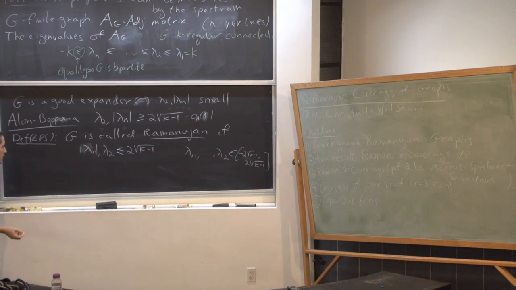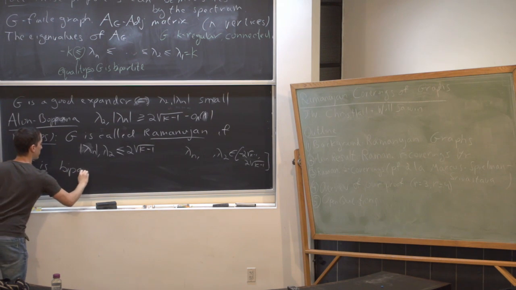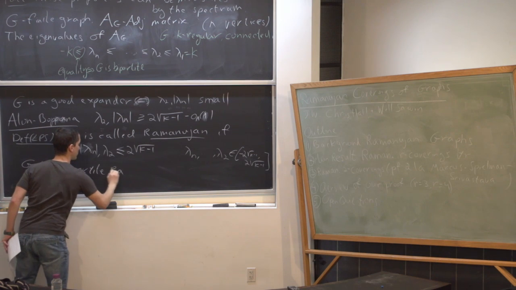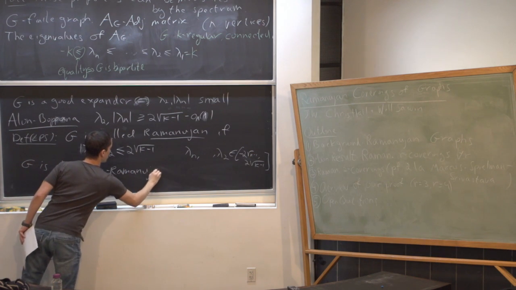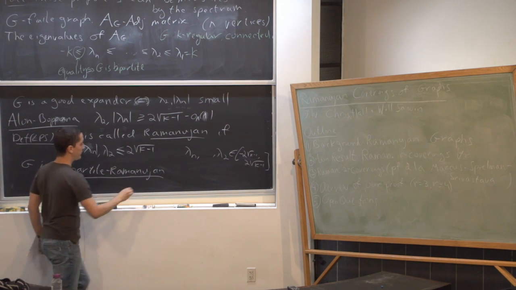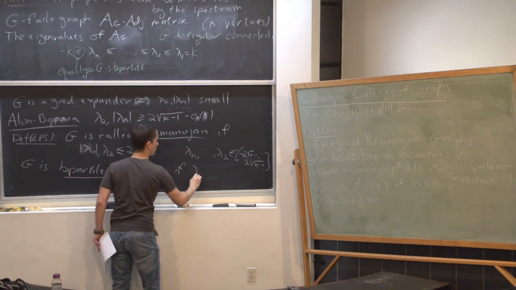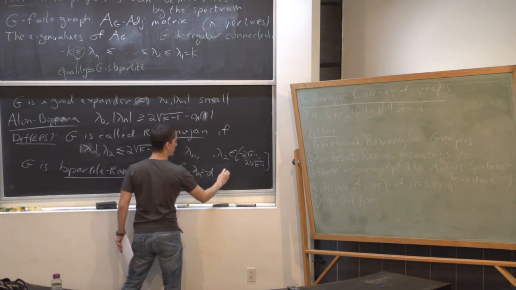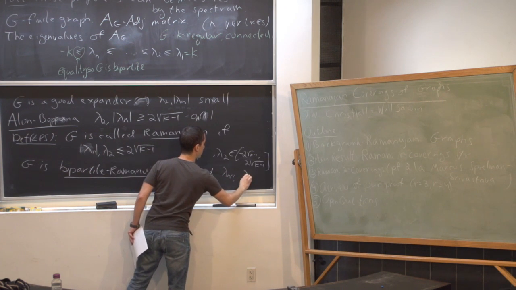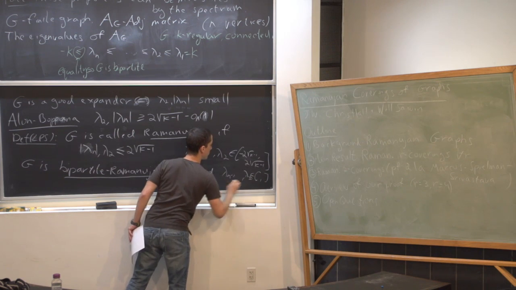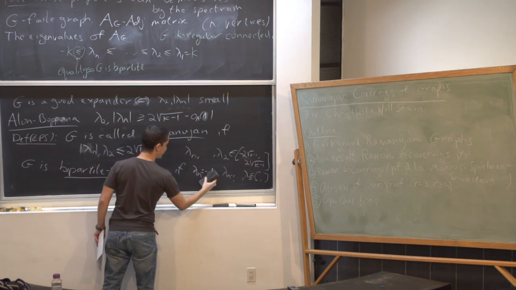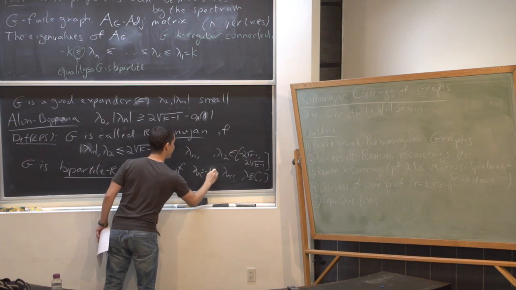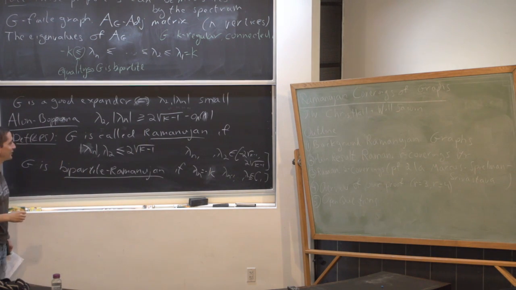And let me add another definition. We'll say that G is bipartite Ramanujan if lambda n equals minus k, which means that it is bipartite, and all the other eigenvalues are in the Ramanujan interval. Yes, your degree is k. It's unfortunate, I used d for two different things here, and then I decided not to use d at all.